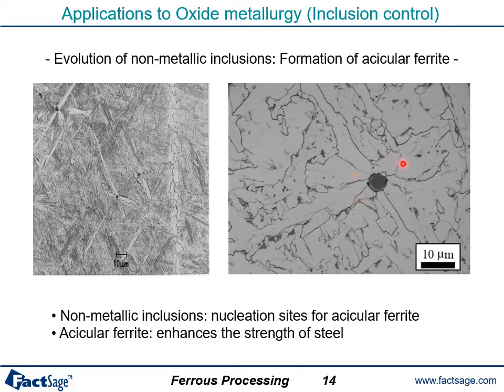So some special inclusions with a special chemistry can be utilized as a nucleation site for the acicular ferrite. This is the so-called oxide metallurgy. People want to utilize the inclusion for a more beneficial effect instead of treating it as a defect site. That's why we call it oxide metallurgy, and one of the most famous applications is this acicular ferrite formation. So let's look at some applications of this oxide metallurgy.